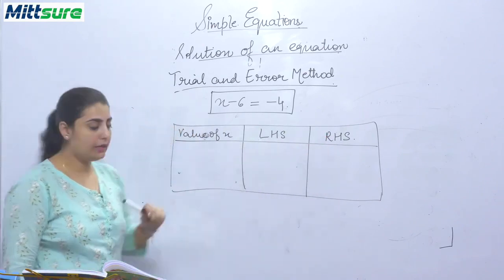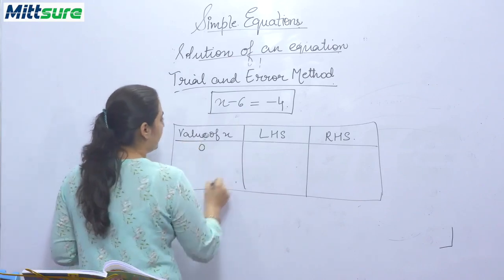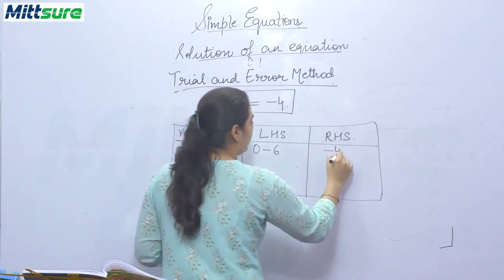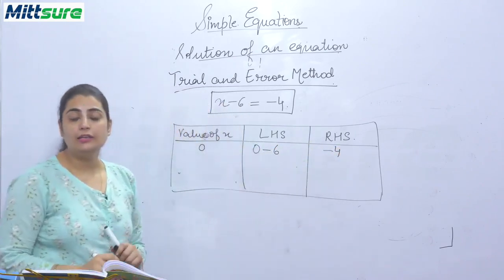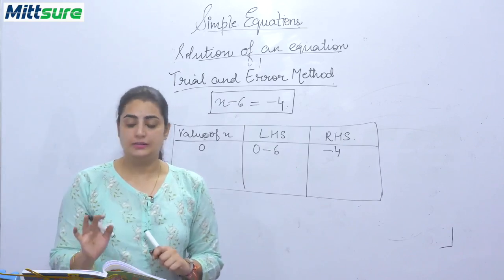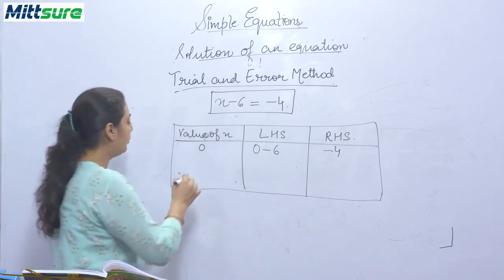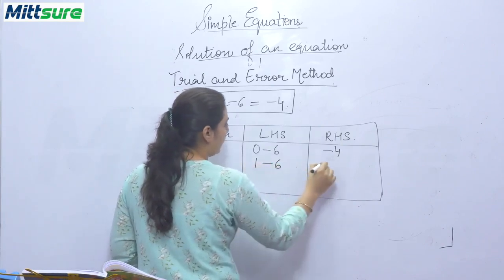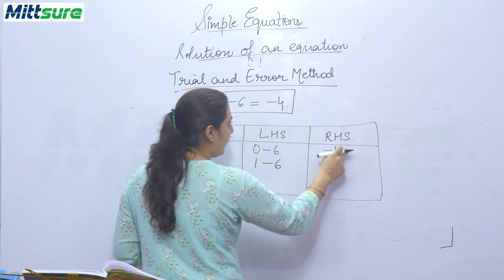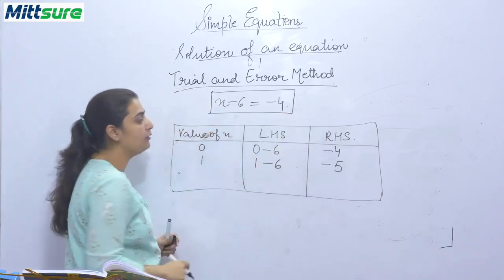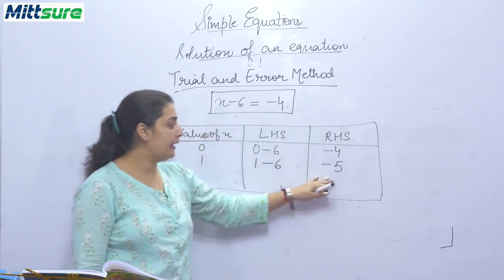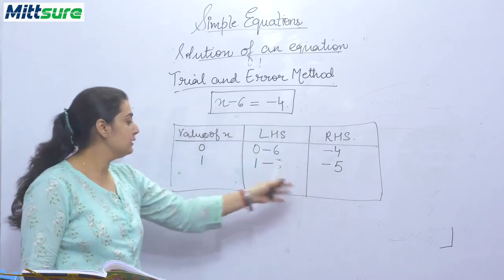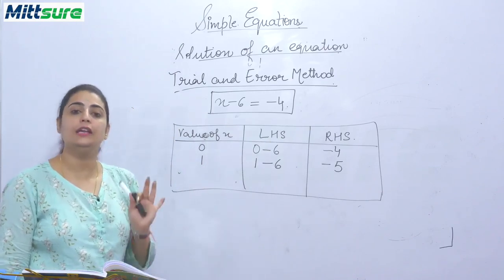Whatever value of X I put here, the same value I will put in the LHS. Suppose I put 0. So 0 minus 6 is not minus 4. That means the value of the variable is not 0 at all. Now let me put 1. If I put 1 minus 6, it gives minus 5. Again the answer that I am getting is not matching the right hand side. That means 1 is not the value of the variable.